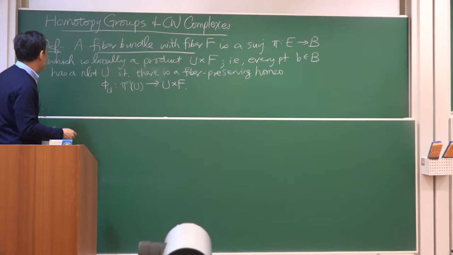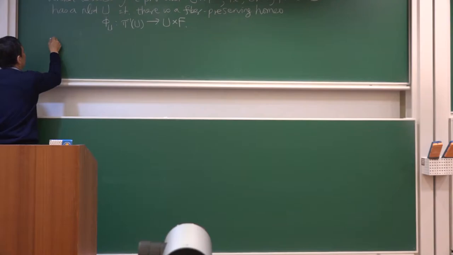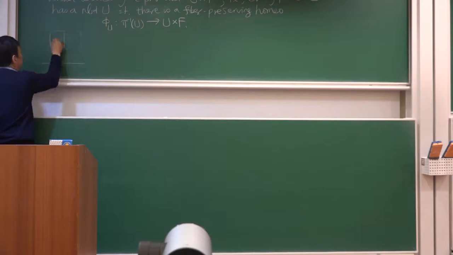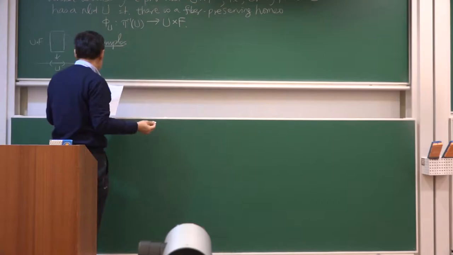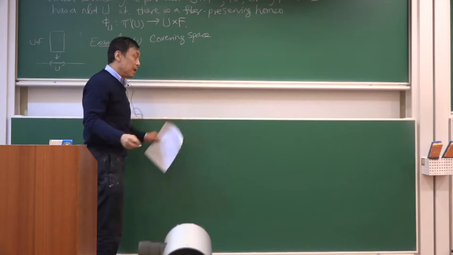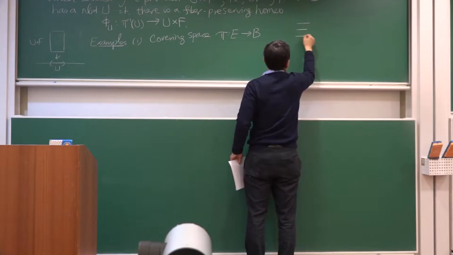So basically, locally it looks like this: you have an open set U, and above it, it's a product U cross F. There are many examples of fiber bundles. A covering space is a fiber bundle, because a covering space locally looks like that.